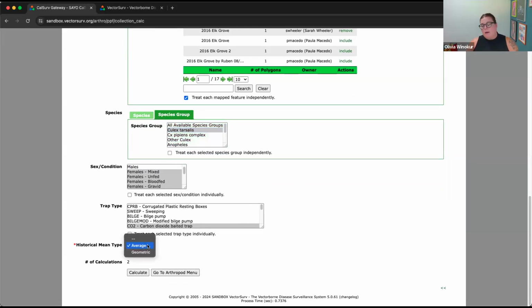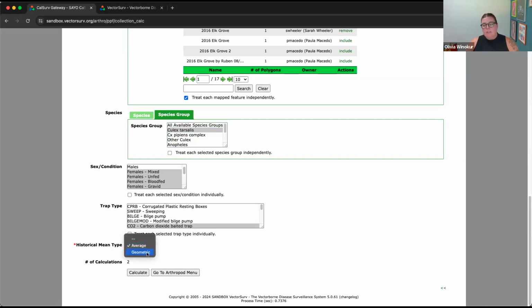Under historical mean type, there are two options. Average is just the average, so average mosquitoes per trap night. Geometric is basically converting your data to a log scale and then bringing it back to the normal scale.